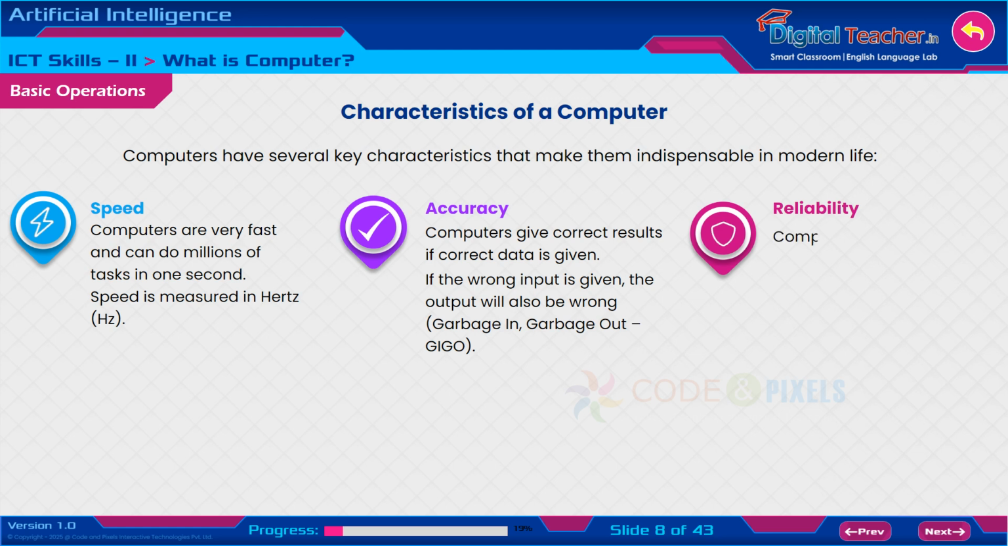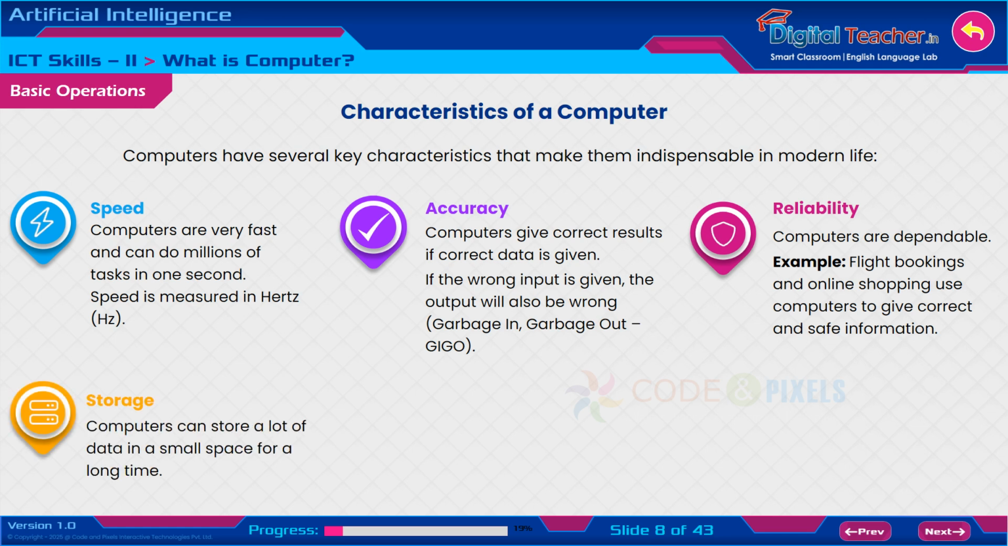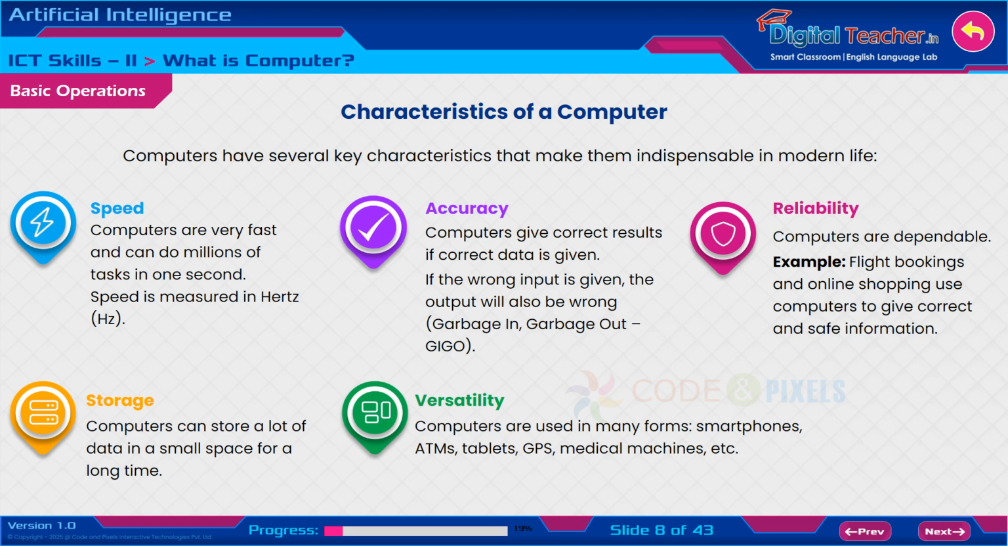Reliability. Computers are dependable. Example, flight bookings and online shopping use computers to give correct and safe information. Storage. Computers can store a lot of data in a small space for a long time. Versatility. Computers are used in many forms: smartphones, ATMs, tablets, GPS, medical machines, etc.